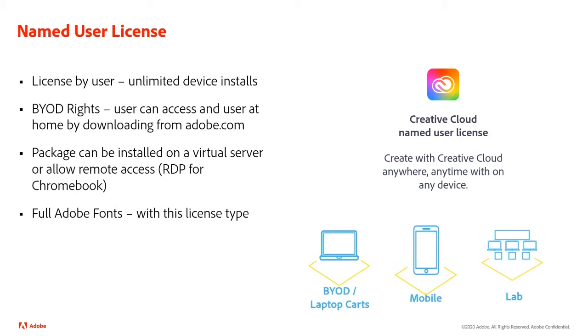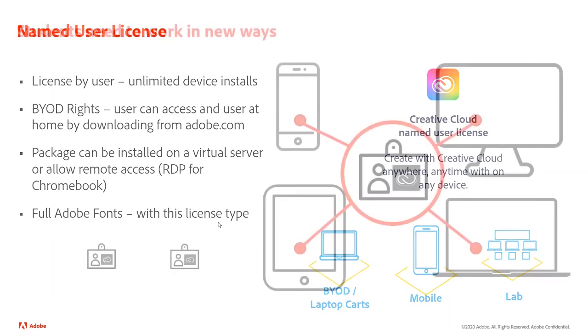So if you've got organizations that have got Chromebooks but want some of their students to have access to some of the more powerful tools that require a decent processor and GPU, then that can be an option with the named user license. And they also get full access to Adobe fonts with a named user license, whereas on the shared device license, they still get some Adobe fonts. It's a limited number, still 100 or so, but not the thousands that they get with the full license. And it allows the flexibility to work anywhere.